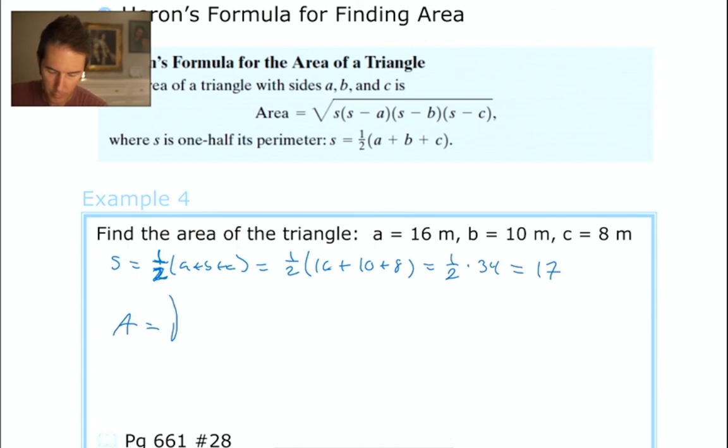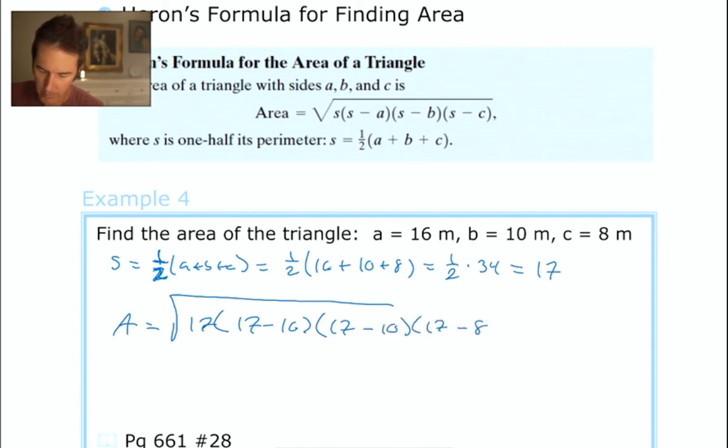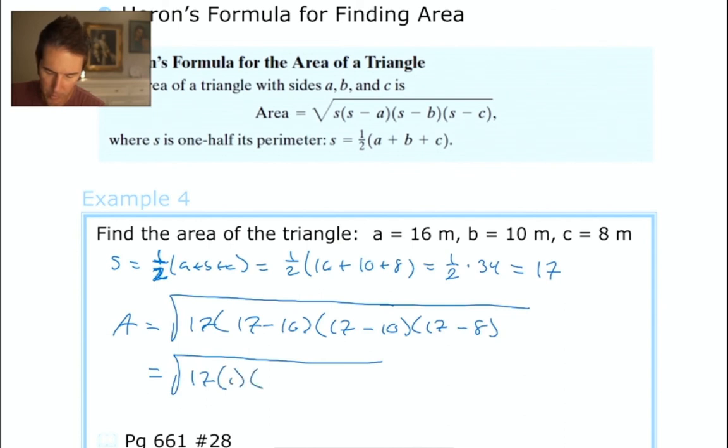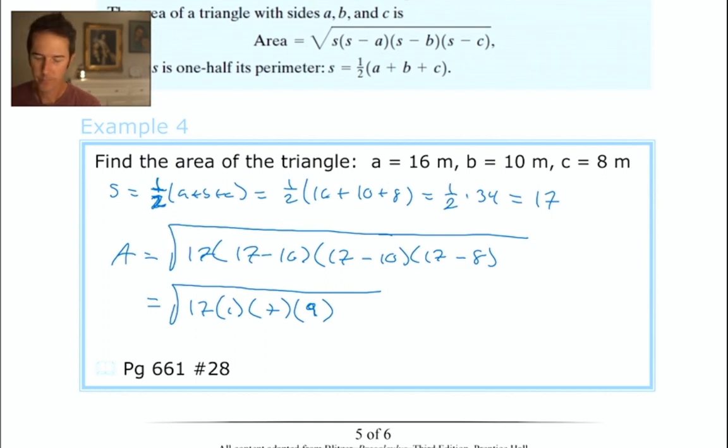And then the area is equal to the square root of 17 as the semi-perimeter times 17 minus the first side length of 16, times 17 minus the 10, times 17 minus the 8. This is obviously predominantly calculator work. We've got the square root of 17 times 1 times 7 times 9. 17 times 7 times 9 equals, and then I hit the square root button on my scientific calculator. I just took the square root of 1071, and I got 32.73 rounded.